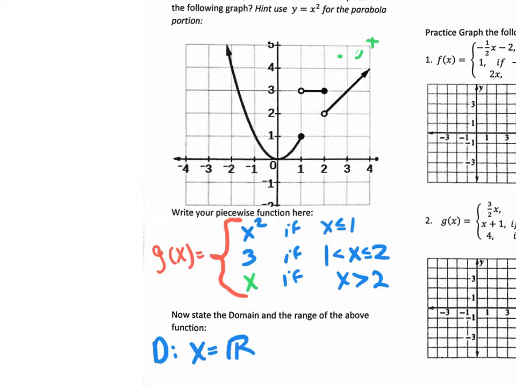Now let's go for range. The range values are your y values. So where is this entire piecewise function at in terms of the y number line?